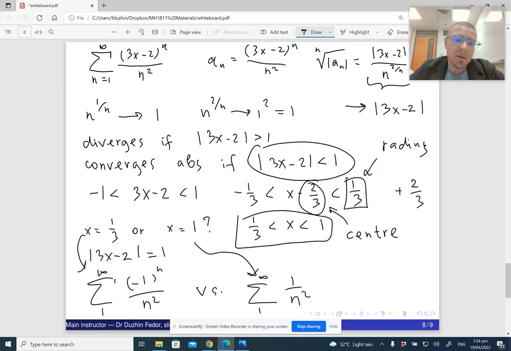In either case, the series converges absolutely because it is a p-series where p is equal to 2. So which means that our series converges at the endpoints of the interval of convergence, and the interval of convergence is from 1/3 to 1, including the endpoints.